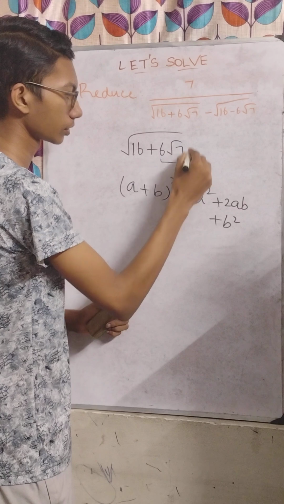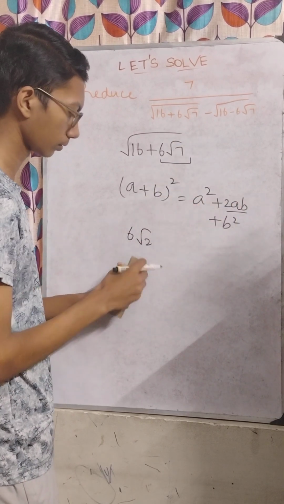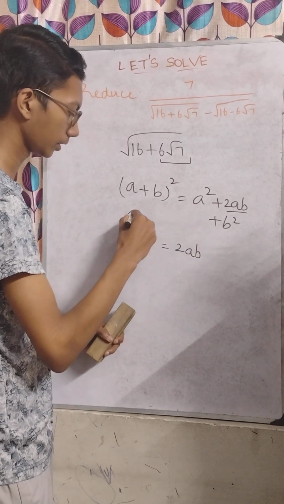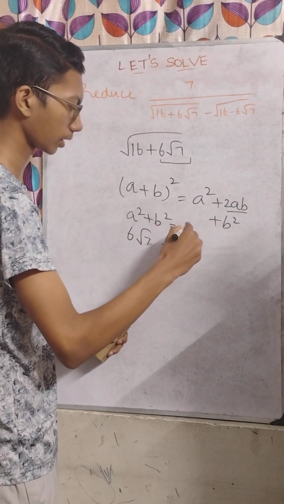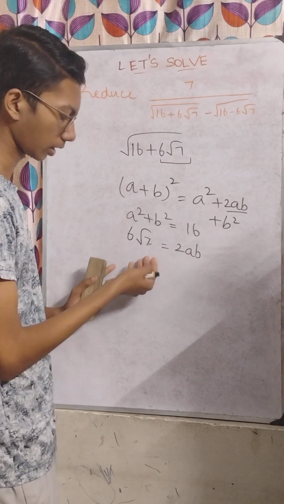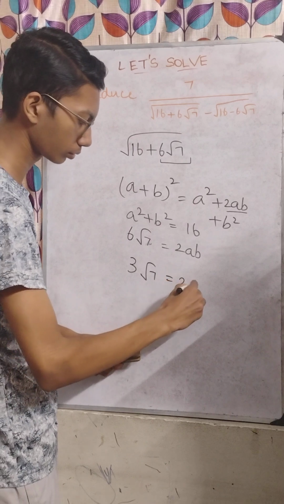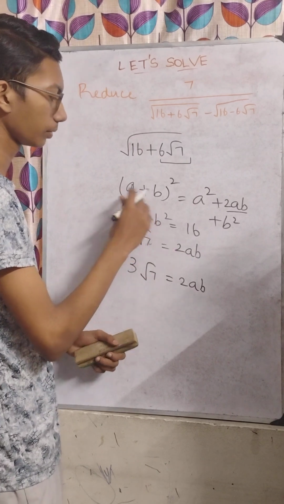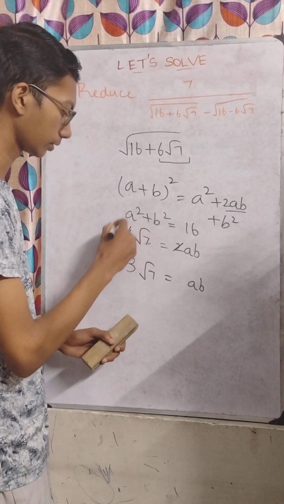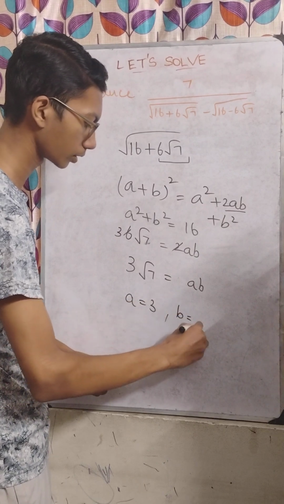Since this is the term which contains the root, we will equate that to this. So 6 root 7 equals 2ab, and the remaining terms a square plus b square equals 16. So is there a number that satisfies this equation? 3 root 7 equals ab after cancelling the 2. Since a and b can be interchanged, we can just say a equals 3 and b equals root 7.